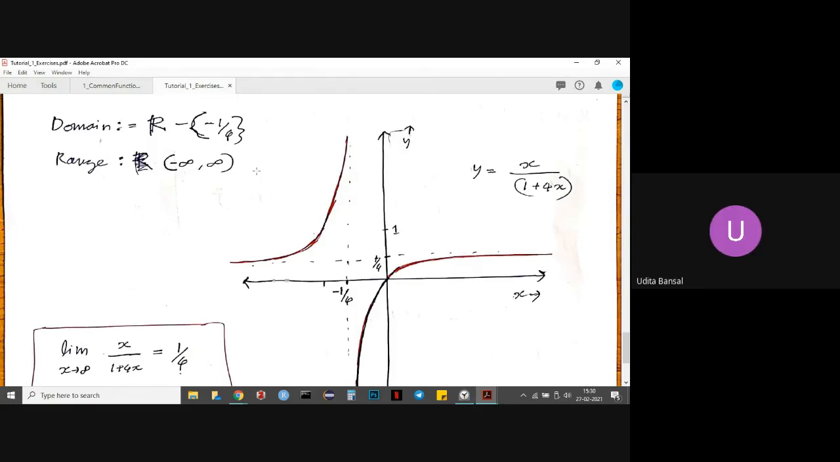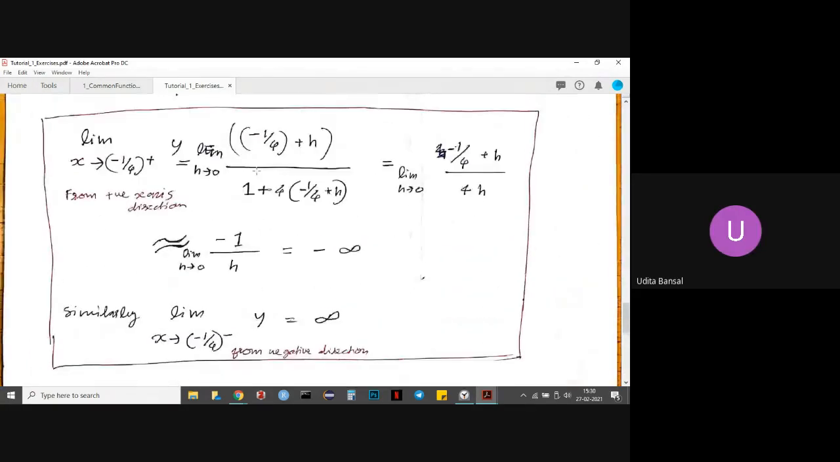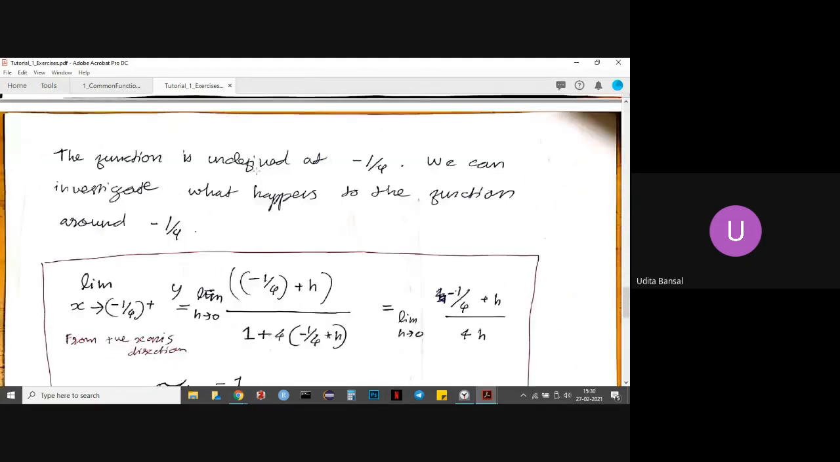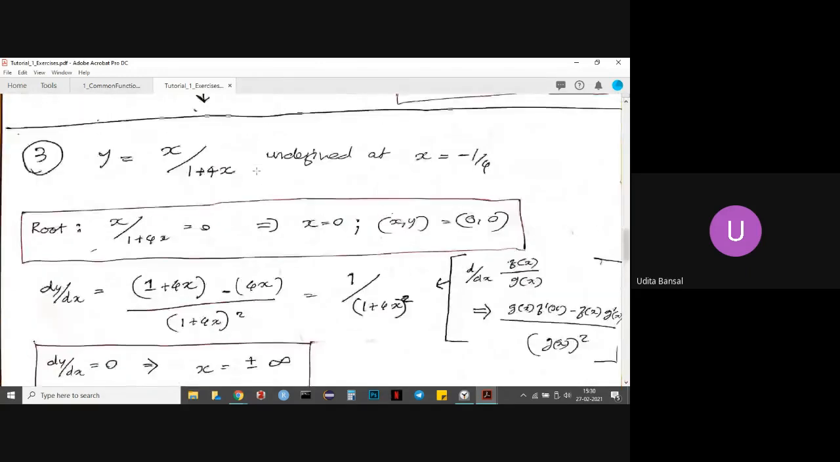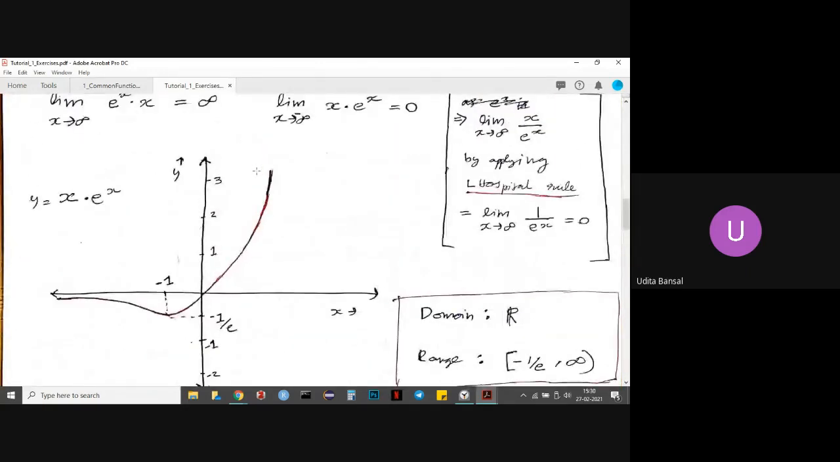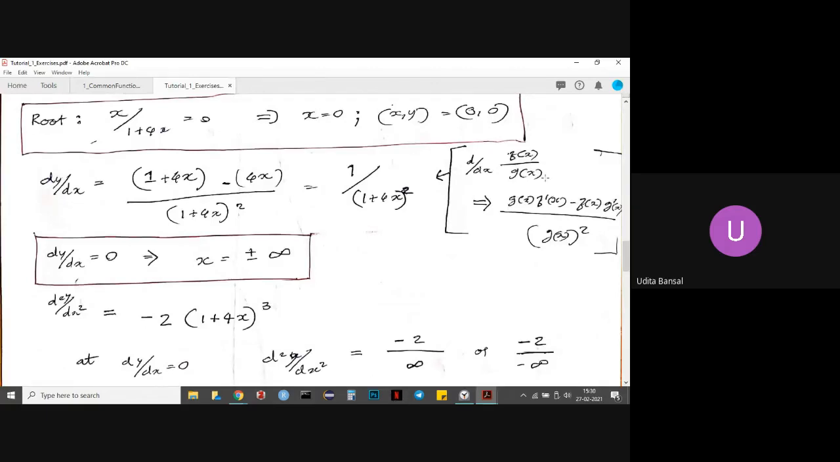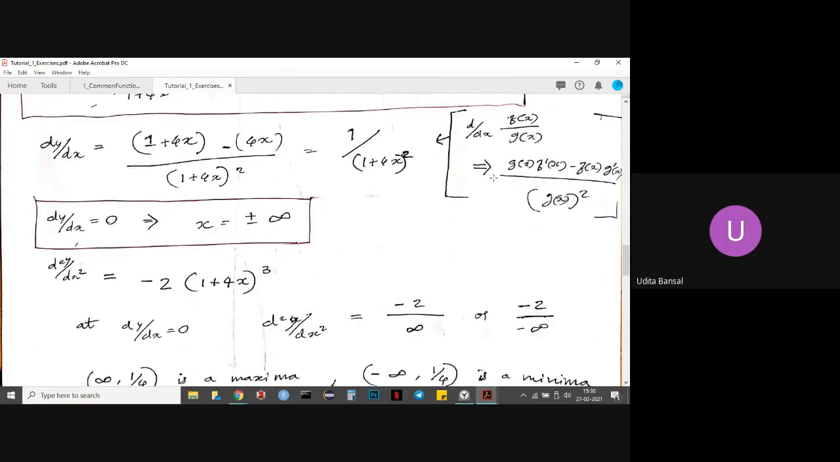Can you go up a little? Sorry. Yeah, further up. Yeah, here. The double derivative. No, the third part only. But this minus 2 by infinity, how did you get it?